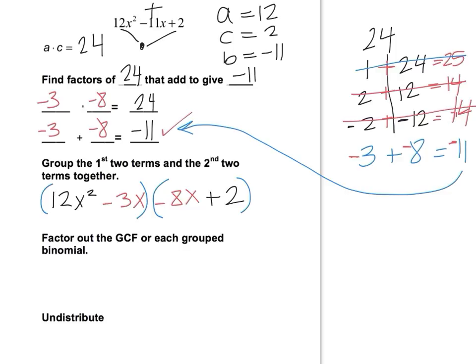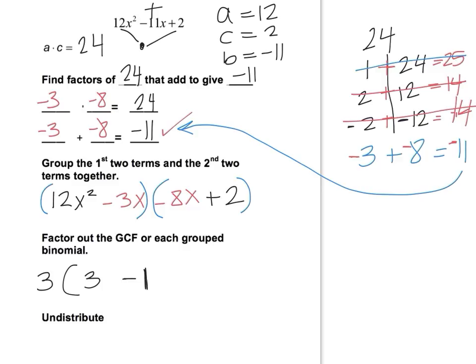So if I look at 12x to the power 2 and negative 3x, I know that 12 is divisible by 3. If I divide 12 by 3, I will get a 4. And I know 3 divided by 3 is a 1. So let's factor 3 out. If you factor 3 out, 12 divided by 3 is a 3. Minus 3 divided by 3 is a 1.